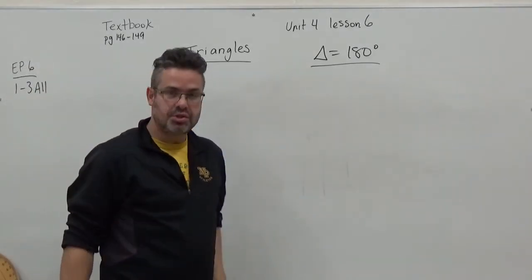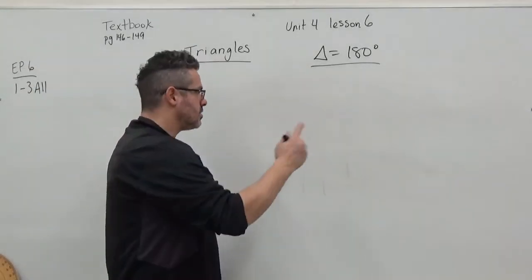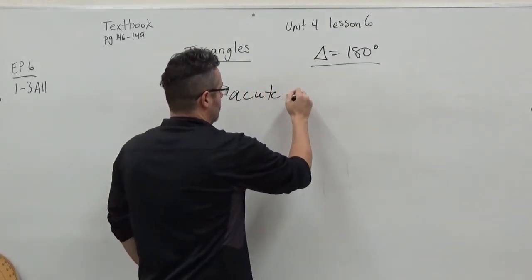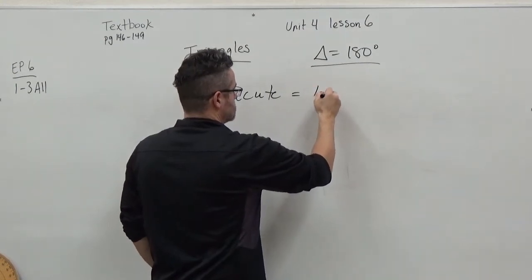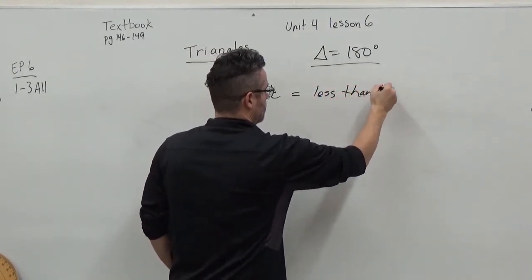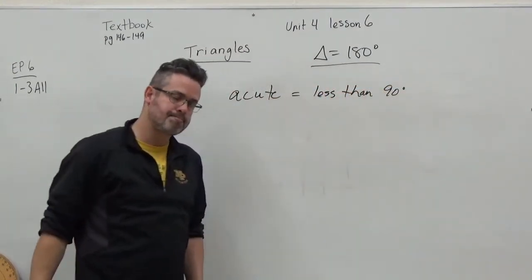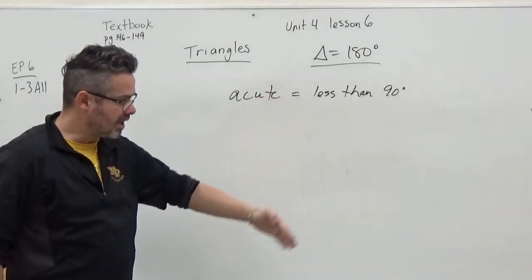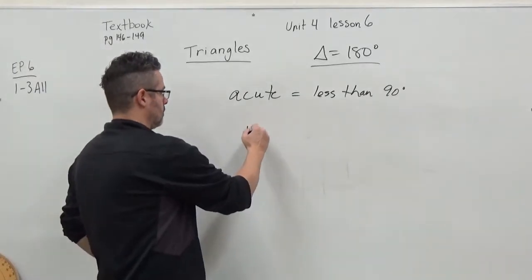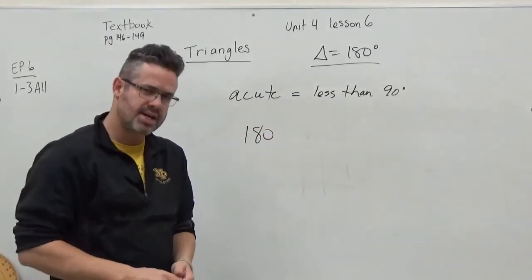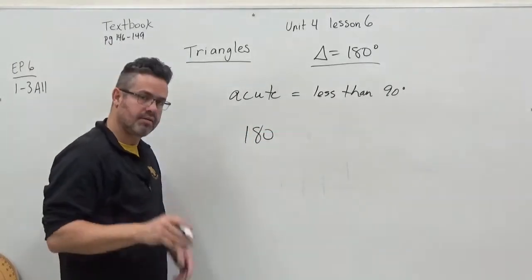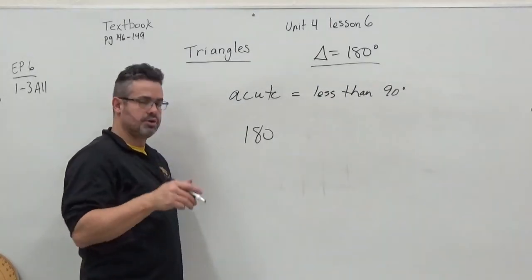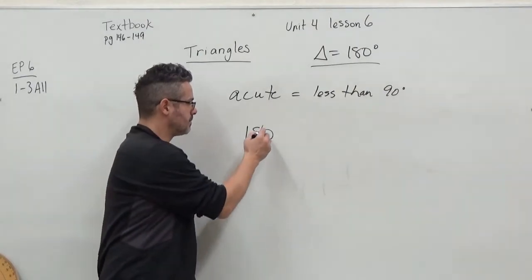And the third one is, could you have three acute angles? So remember, acute is less than 90 degrees. Okay? Let's see, are there three numbers that will add up to 180 that are less than 90? I'm going to give you a second to think about that. Okay, maybe you want to pause the video and do some math to see if you can get this.